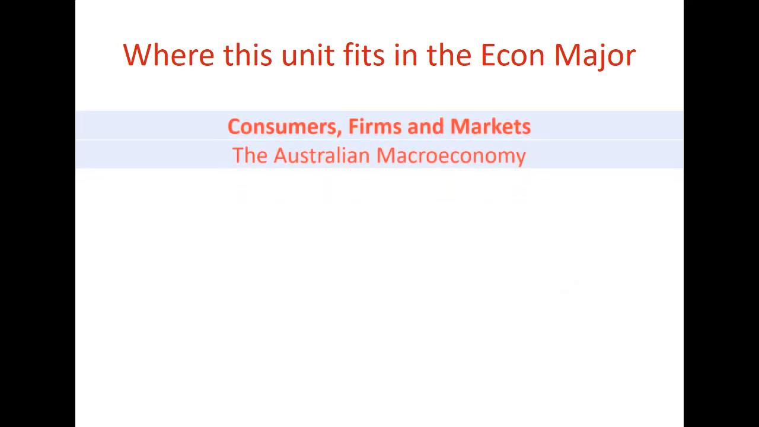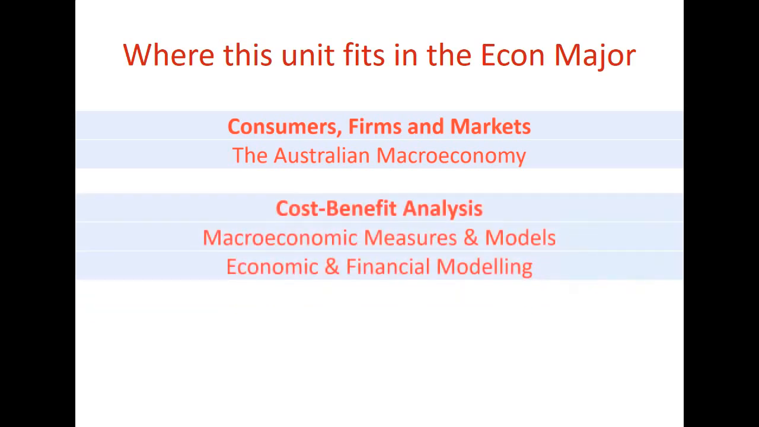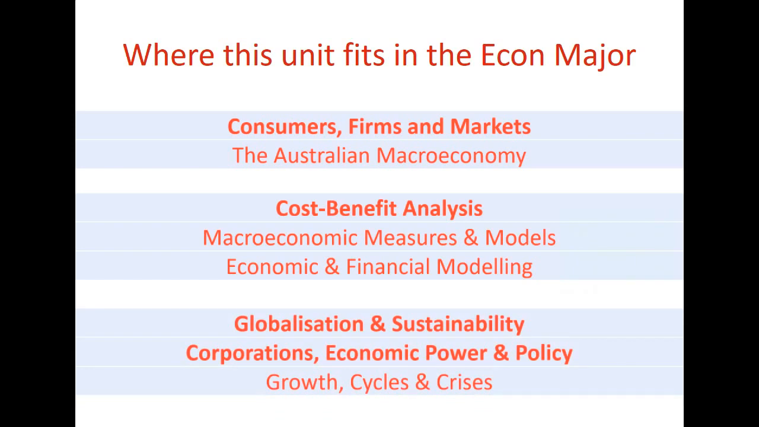Now, just as we've seen that this unit is actually a series of interconnected topics that result in an overarching theory, if you like, an overarching understanding of microeconomic phenomena, this unit is not a standalone unit within the economics major. In first year, the two economics units that you will do in your economics major are this one, Consumers, Firms and Markets, and the other is the Australian macroeconomy. Already you can see here we've got a division between micro and macro. In second year, you'll do cost-benefit analysis, macroeconomic measures and models, and economic and financial modelling. And in third year, you'll do globalisation and sustainability, corporations, economic power and policy, and growth cycles and crises.